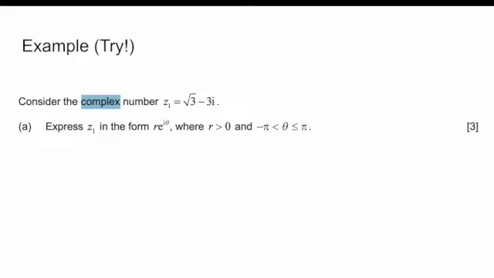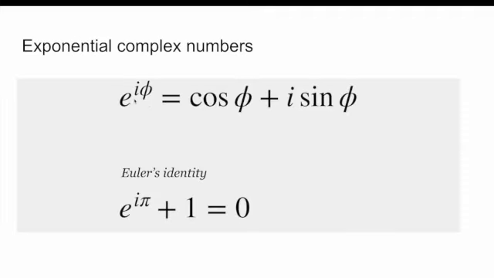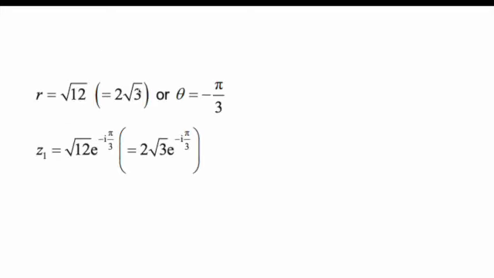Now that we have our r and our theta, all we need to do is write it in the form r e to the i theta. So we need to put our r here next to the e. So here we put square root 12 e to the i times negative pi by 3, which, writing that like this, gets you the 3 marks.